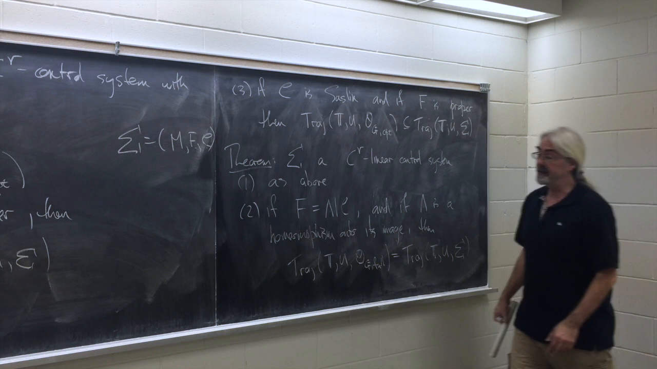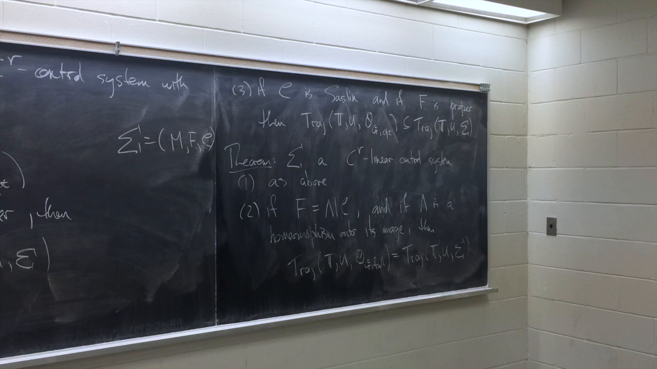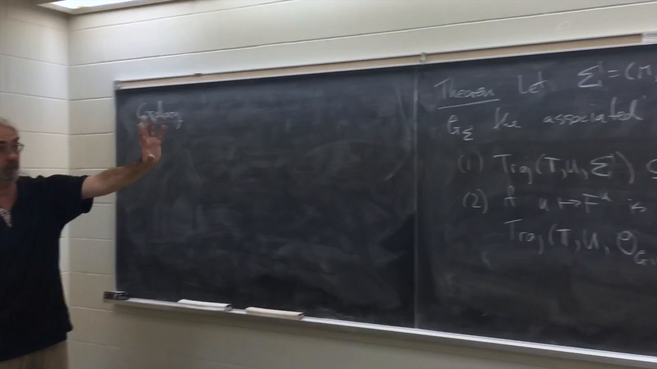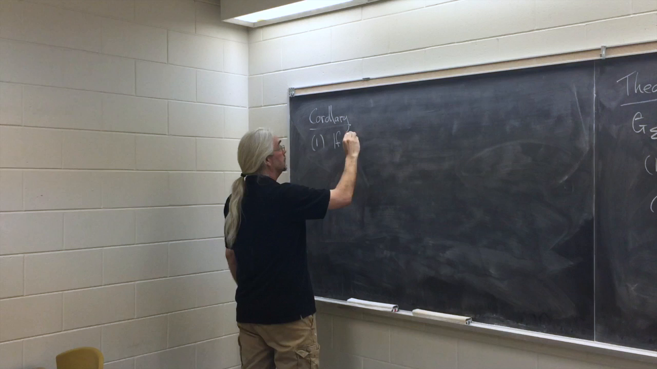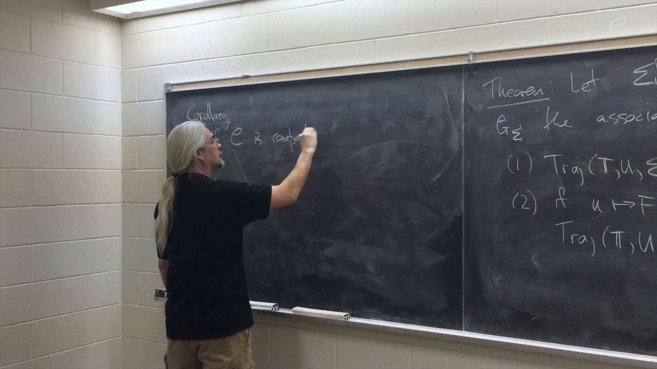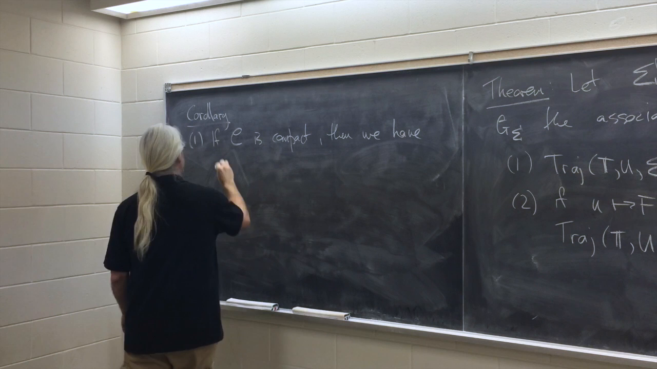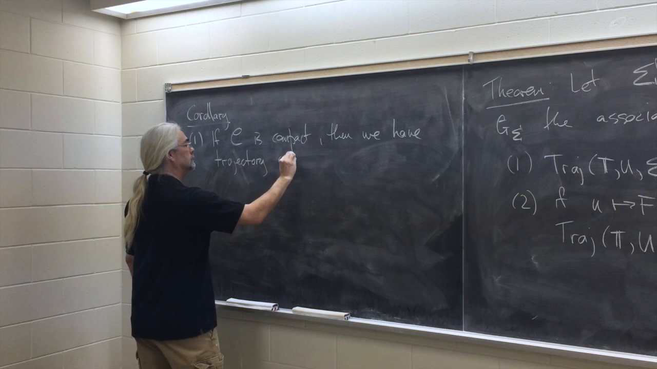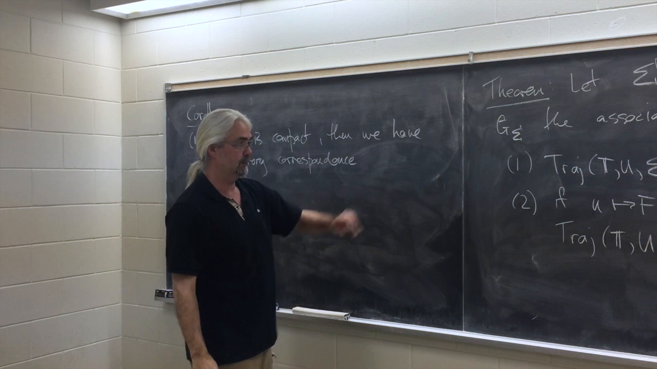And so there's two important corollaries here, following one from one theorem, one from the other. So if C, the control set, is compact, then we have trajectory correspondence. That follows from part two. And we have to have injectivity, but that kind of goes without saying.